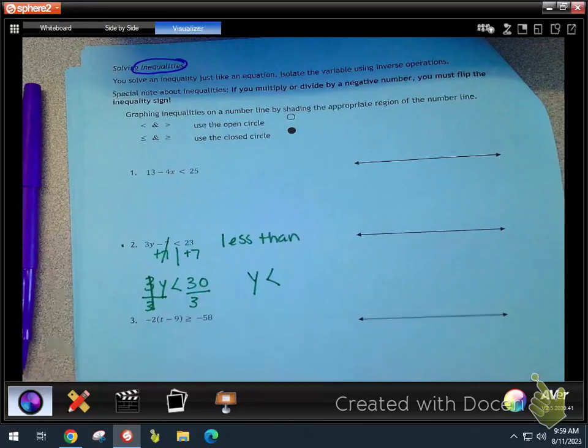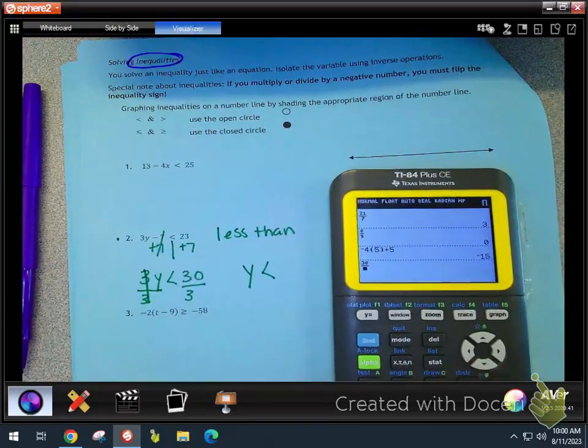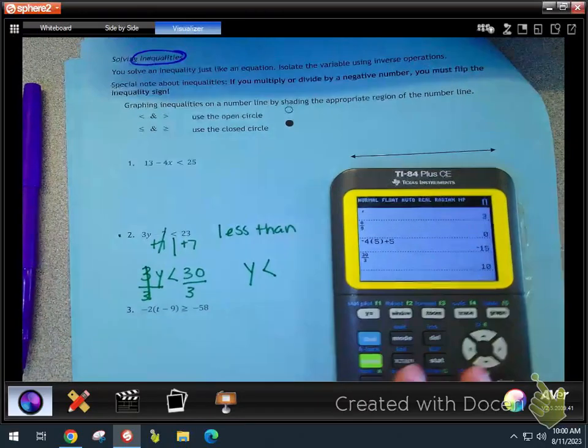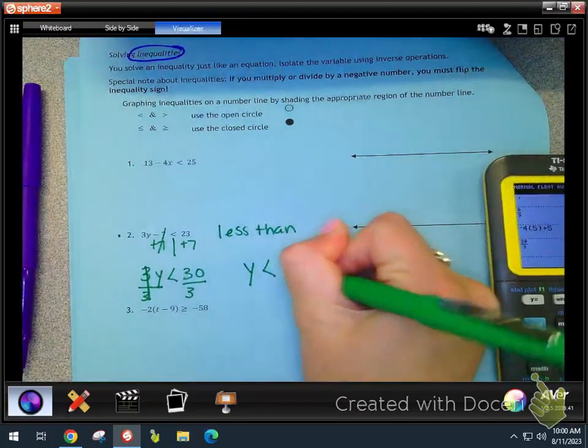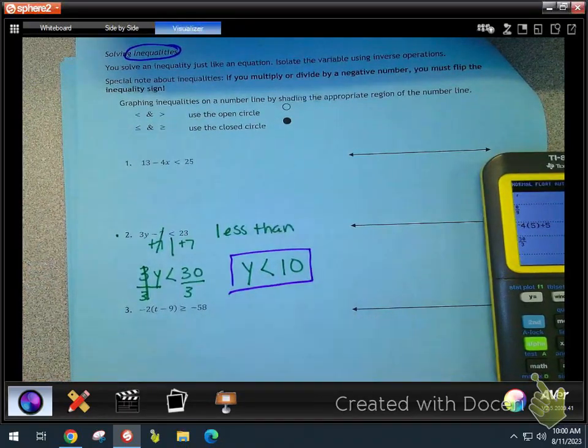What's 30 divided by 3 simplified to? You probably do it in your head, but I'm just going to be consistent. 10. So my solution set, I'm going to box this, is y is less than 10. But we kind of had this conversation. There's a lot of numbers less than 10, right? Is 10 a solution? Is 10 less than 10? No. Is 10 less than or equal to 10? Yes. Good to know. Okay, so I need to know that it's 10 and everything smaller than that.